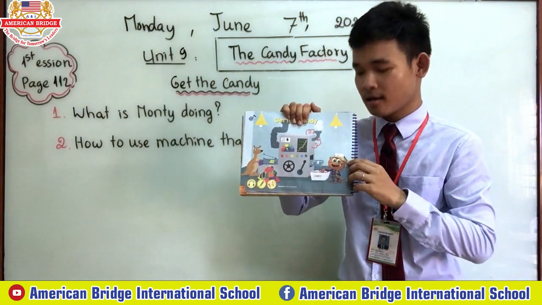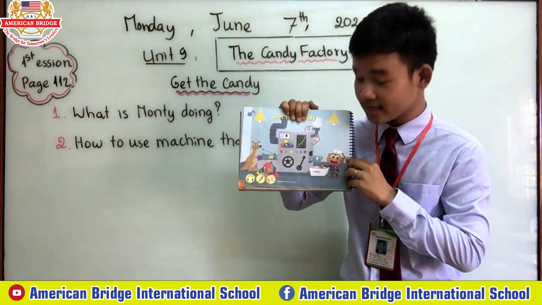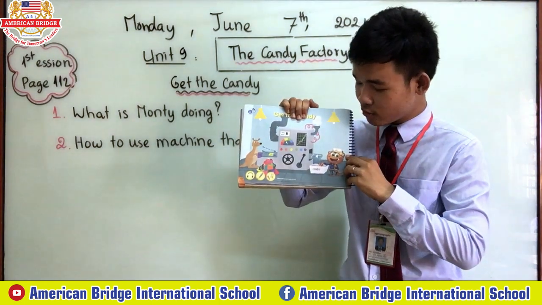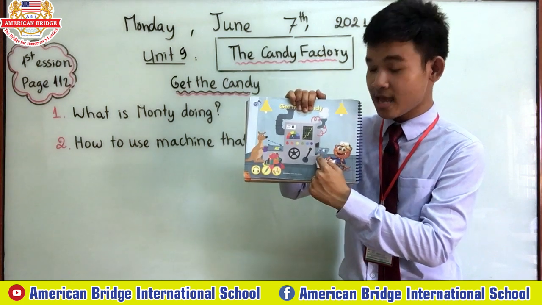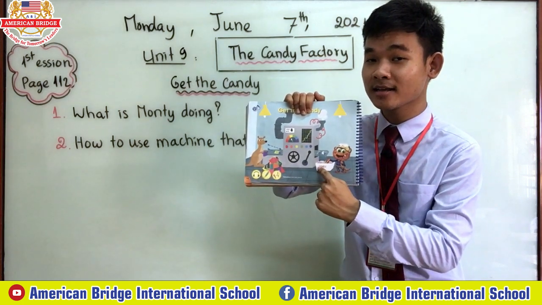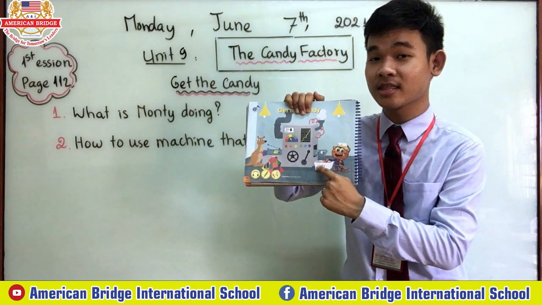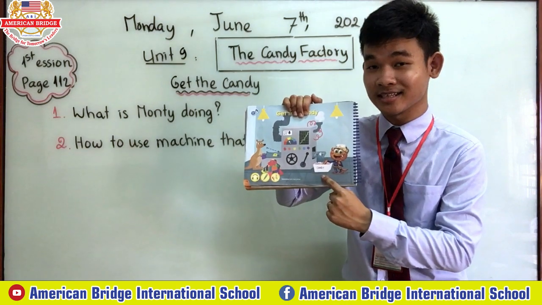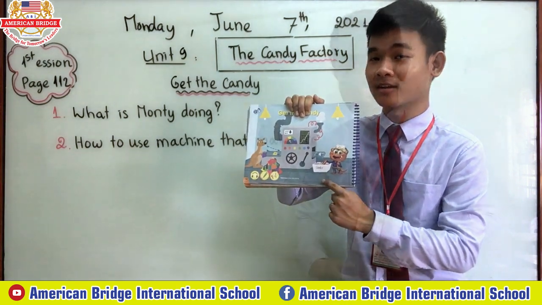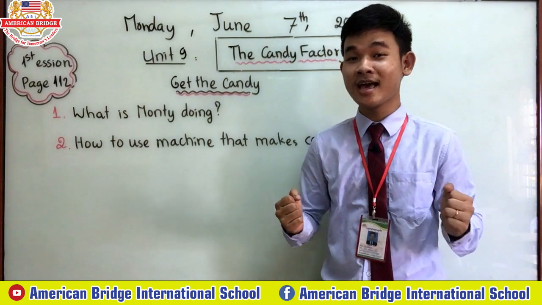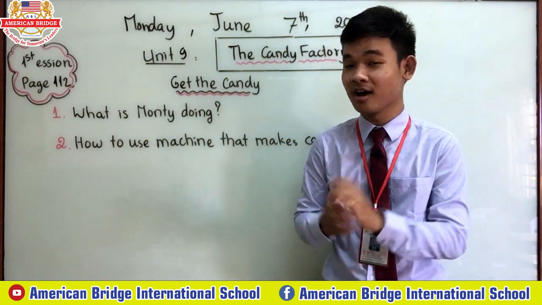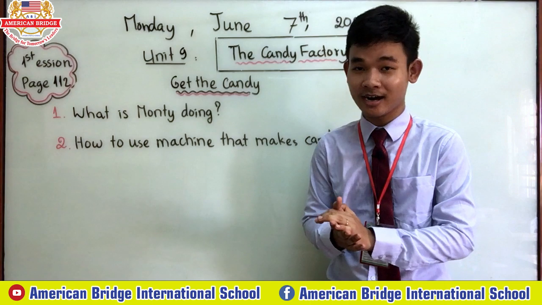And next, do you see candy? Put your pencil near candies and trace the line, and say the word candy. Candy. Okay everyone, so now we get the candy today.